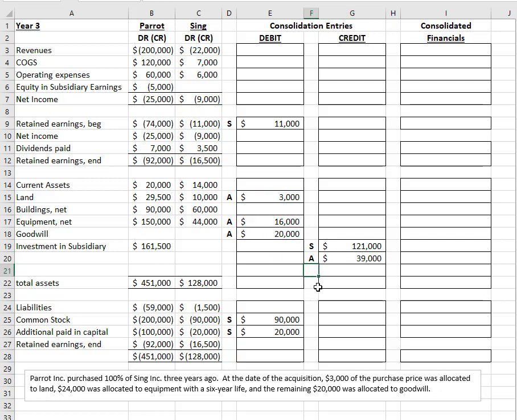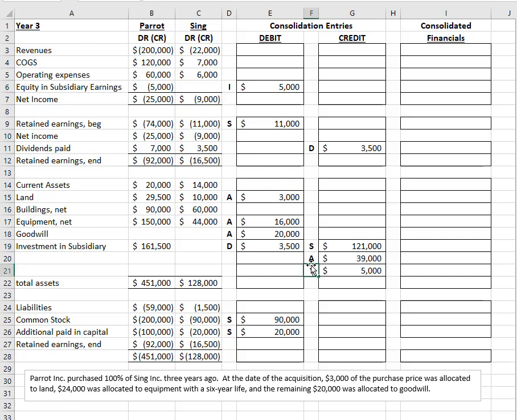Okay, so now we have a few other things. There were some dividends, so that would have gone to the parent. So let's get rid of that. And that's going to go against the investment account because that's where it was recorded at the time that it was paid out. Okay, we've eliminated the dividends. Now let's eliminate the equity income in the subsidiary that the parent recorded. And that's going to come out of the investment account. So there's your I entry.